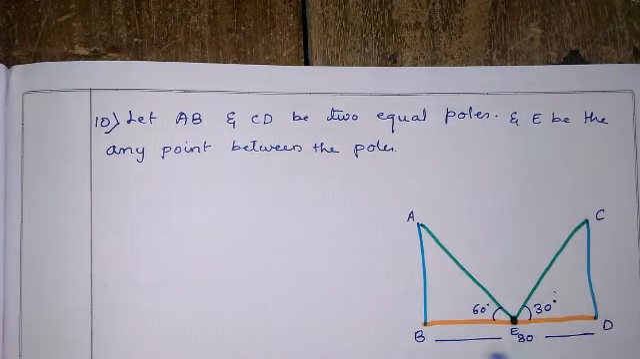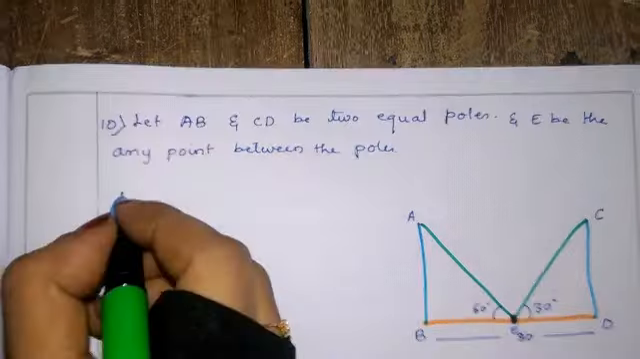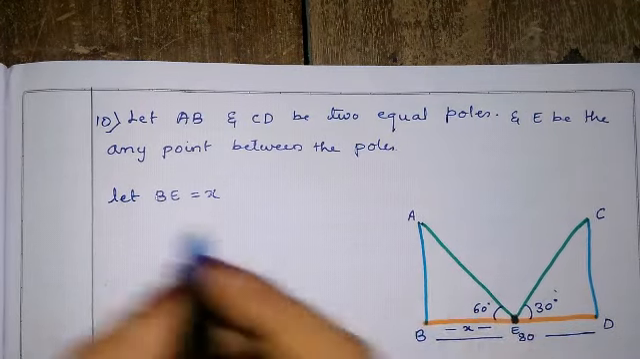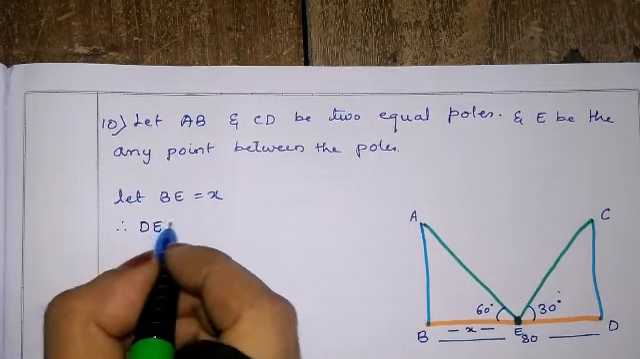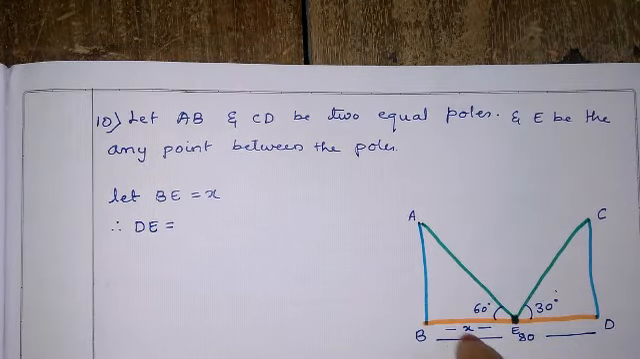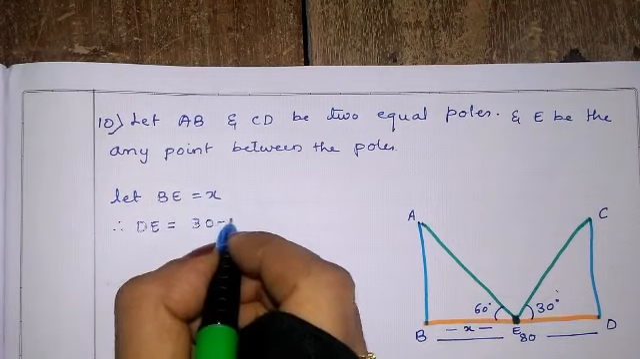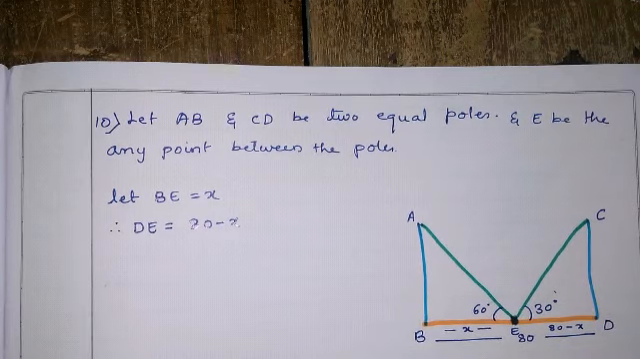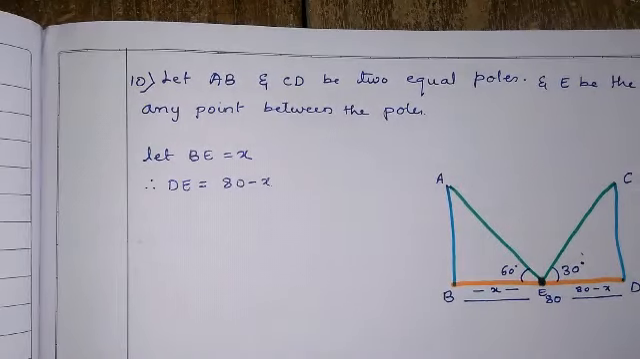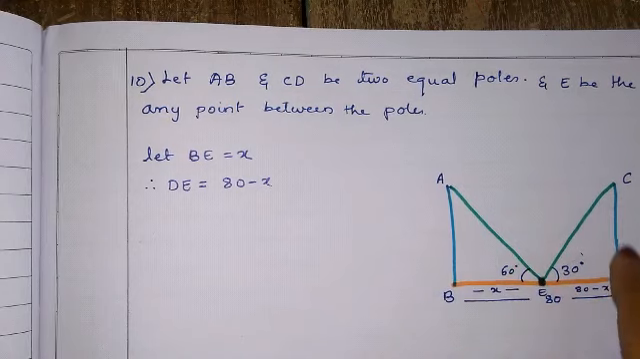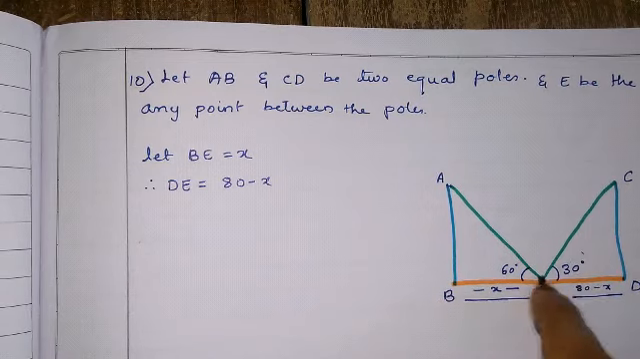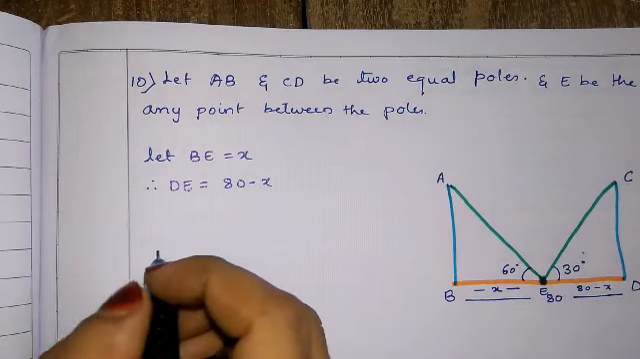Let BE equal to x. If I take BE as x, then what will be DE? Therefore, DE will be full minus x, 80 minus x. From 80 if we remove x, that is DE. So let us start solving now. We don't know the height of the poles, right? They have told us to find the height of the poles plus the distance between the poles.